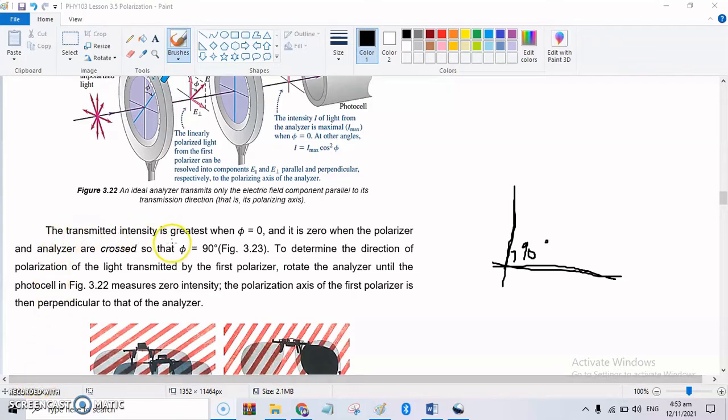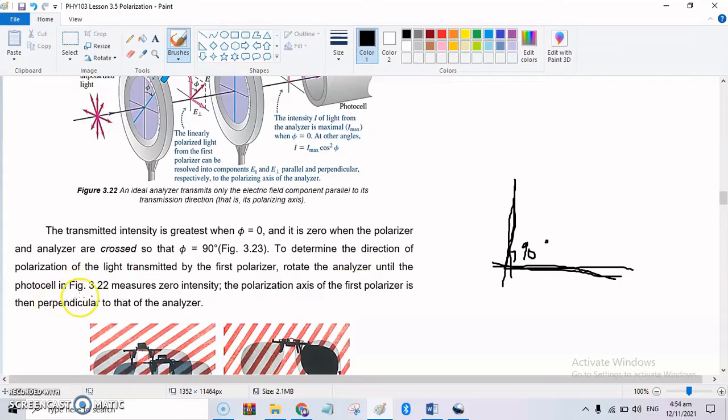The transmitted intensity is greatest when phi is equal to 0, and it is 0 when the polarizer and analyzer are crossed so that phi is 90 degrees. As in this, when the polarizer is in here and the analyzer is in here, they form an angle of 90 degrees, and the intensity will become 0.